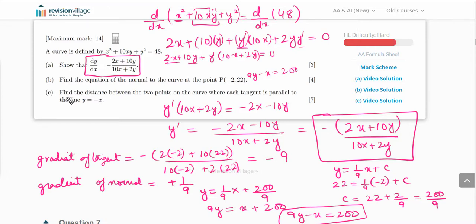The next part says find the distance between the 2 points on the curve where each tangent is parallel to the line y equals negative x.